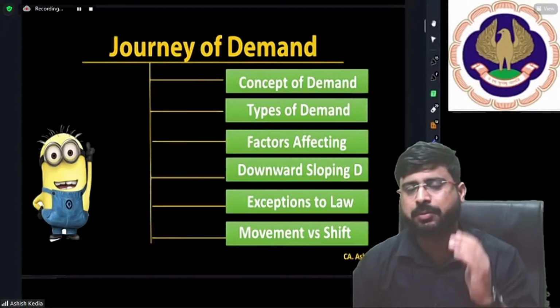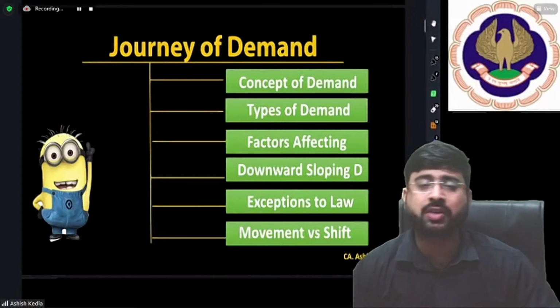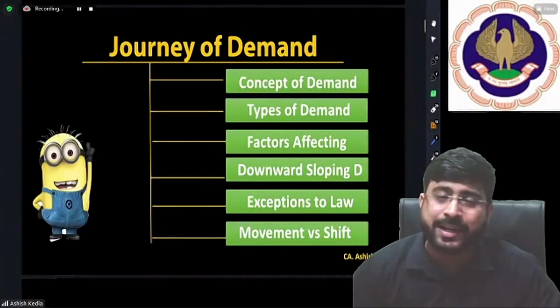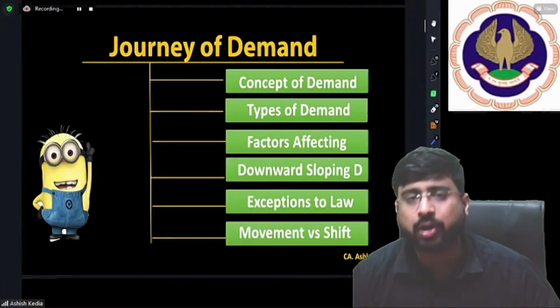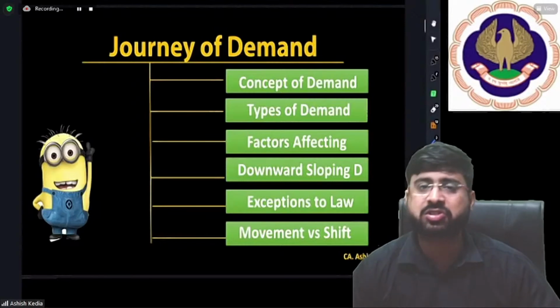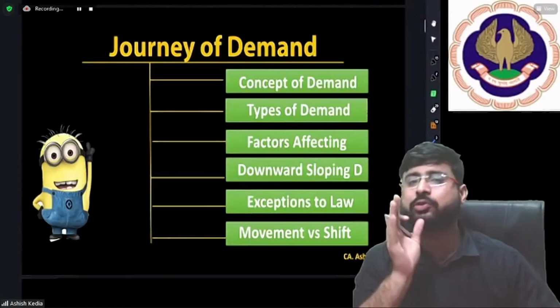study this chapter, please remember we have got to think from consumer's point of view. I'll repeat for you all that while we study this chapter, we have got to think from whose point of view? From consumer's point of view.